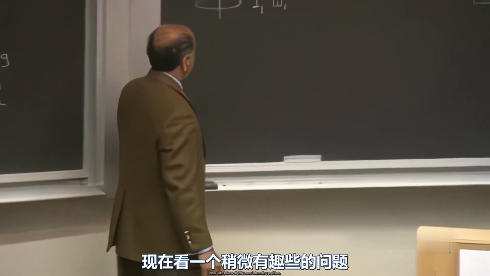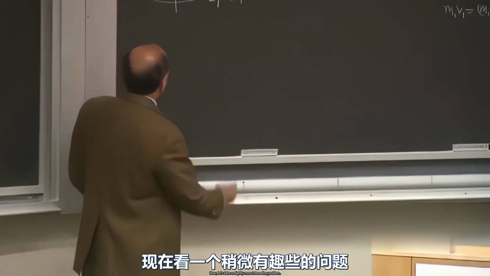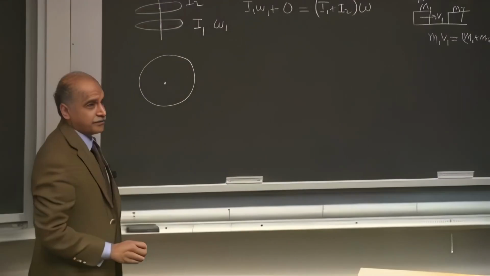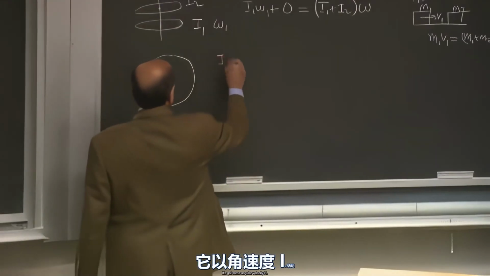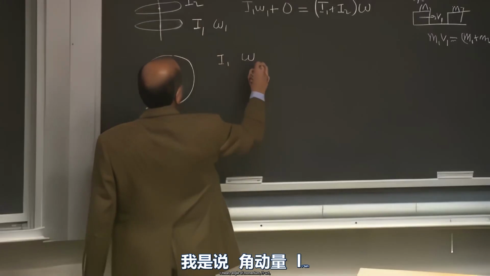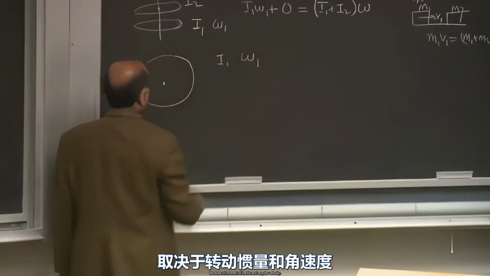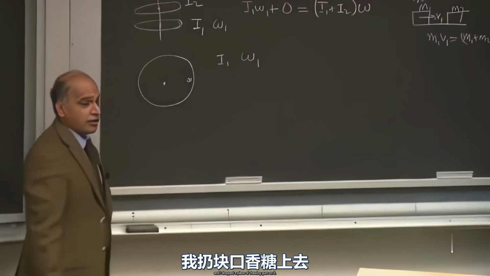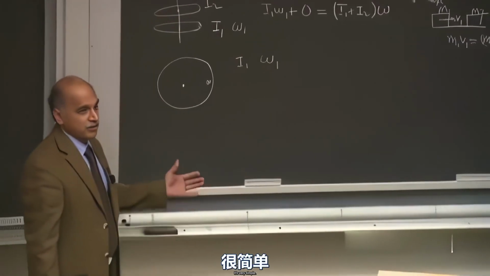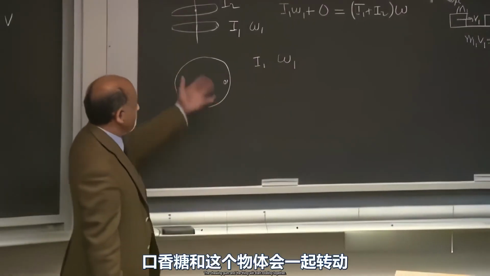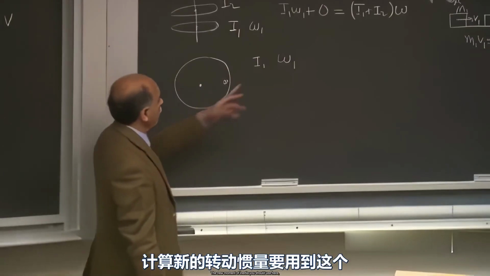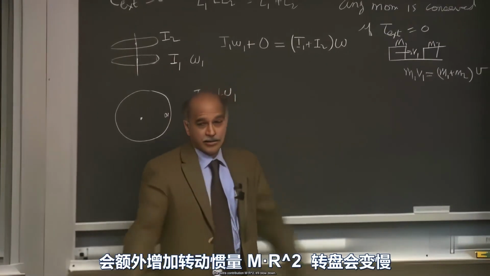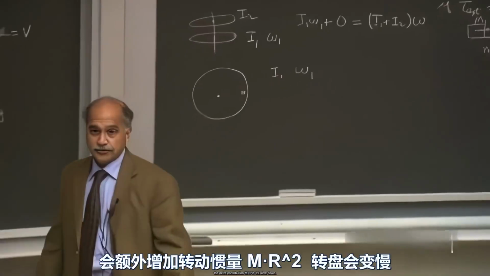Okay. Now let's take a slightly more interesting problem. The merry-go-round is spinning. I'm seeing it from the top. It's got some angular momentum I1 omega 1 because of moment of inertia and angular velocity. This is the top view, and I drop a piece of chewing gum on it. What happened? It's very simple. The chewing gum and the thing will start rotating together. The new moment of inertia you should use here will be just mr squared. I think people seem to know that. When you stick a point mass on a disk, the extra contribution mr squared, it will slow down.